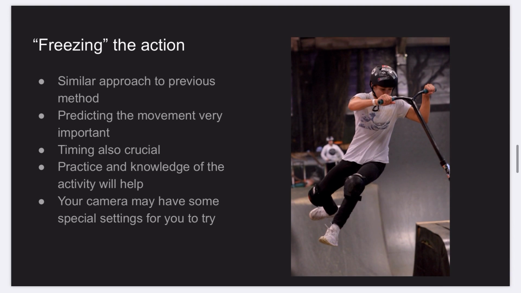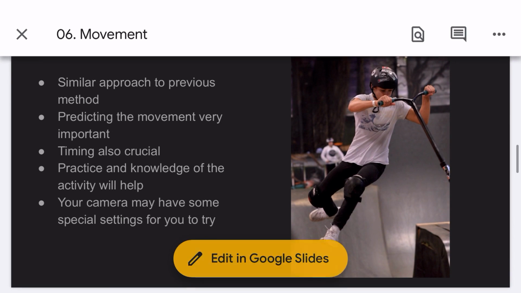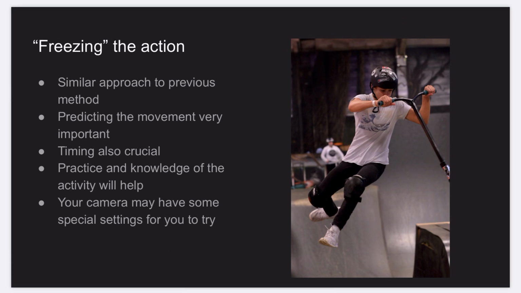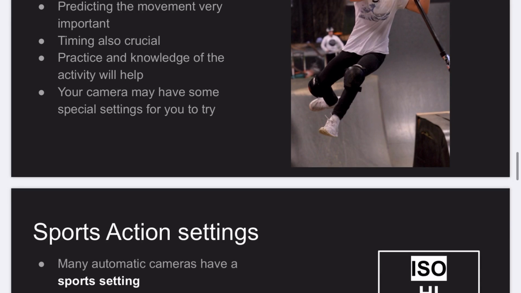Back to the action freezing. Okay, this requires quite a bit of practice. It's helpful if you understand what's going on in the activity or sport to predict where the action might take place. Timing is very important. Obviously, composition is still critical as well. And you may have to try again. There are some cameras which have special modes or settings that we can explore. Okay, we'll move on to that now.